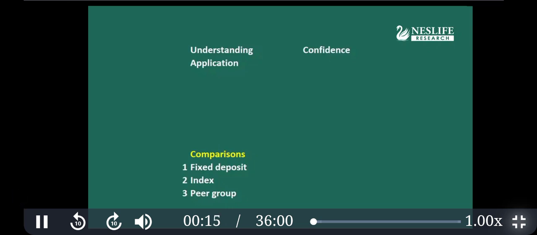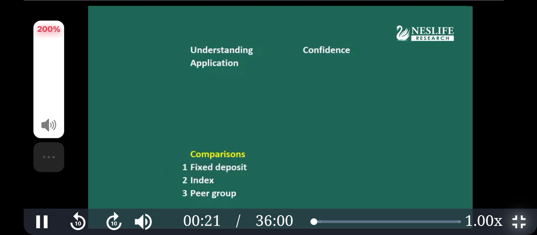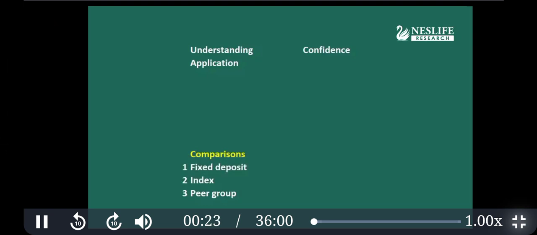Hello, scholars. Today we are going to discuss a few more points about mutual funds, and it will be useful for understanding as well as application.